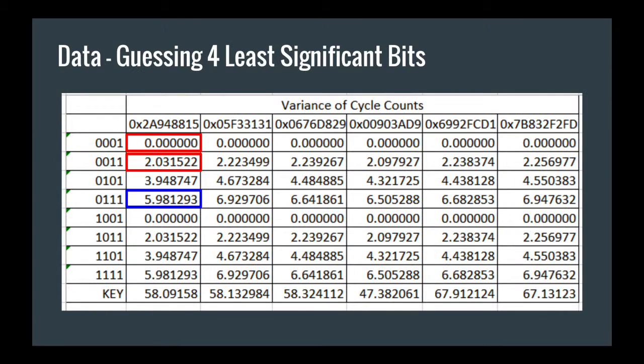This table shows the different variances calculated when running each guess key against 6 different 32-bit RSA keys. According to our algorithm, we first compare the variance of 0001 with 0011, as highlighted in red. 0011 has the higher variance, so the second bit is 1. Then we compare the variance of 0011 to 0111, which is highlighted in blue. 0111 has the higher variance, so the third bit is 1. This is incorrect, and further examination shows that the algorithm will always guess 1 as the next bit.